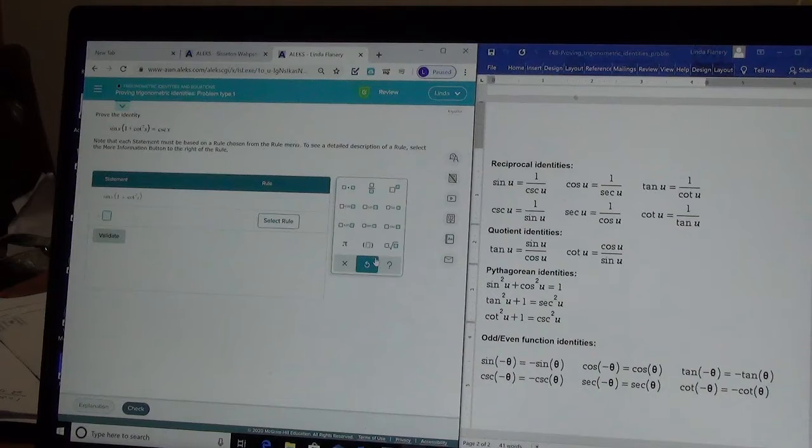But if I look at this first one, I have the sine of x times 1 plus the cotangent squared of x, and I want to end up equaling the cosecant of x. Whenever I see the squared one in there, I look for one of my Pythagorean identities, and you'll notice over here on the side that the cotangent squared plus 1 is equal to the cosecant squared of x. So that's the one that I probably want to use, because I'm trying to end up with the cosecant of x. So I'm going to leave the sine of x alone. I am going to change the 1 plus cotangent squared into cosecant squared.